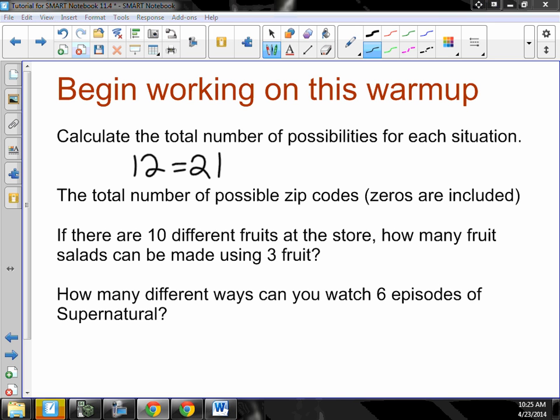If I said you two are in a group, you two are in a group, you two are in a group, then there's no partner 1 or partner 2. So if it's a group without any order, it's a combination. And we calculate combinations using the NCR button on our calculator.